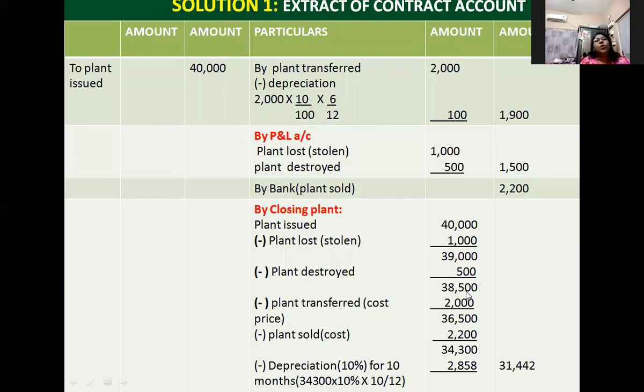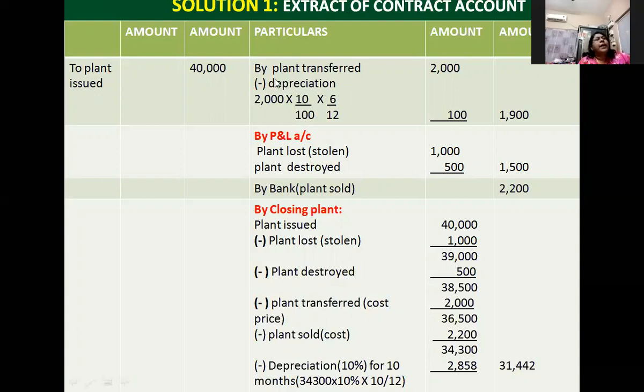In this solution, as usual, we have a debit and credit side for the contract account. This is the contract account I prepared showing how the plant will appear. This is not a complete contract account, it's an extract of the contract account. So on the debit side, I mentioned the value of the plant issued, that is, the original value of the plant issued to the contract, 40,000.